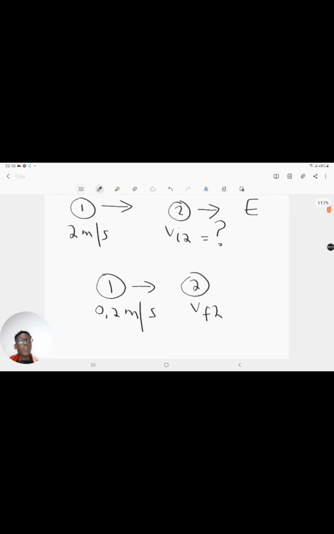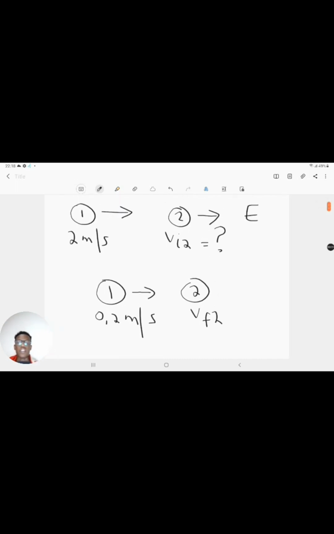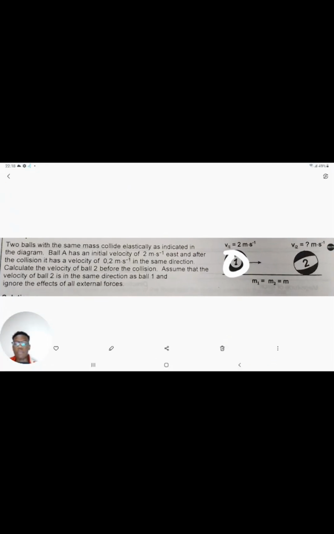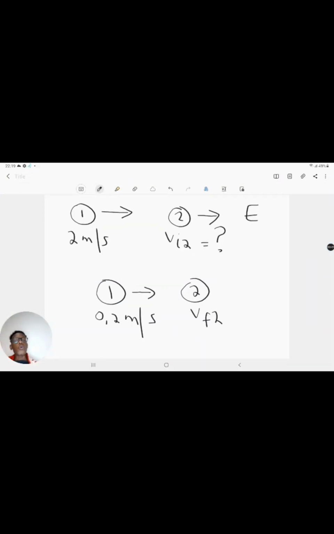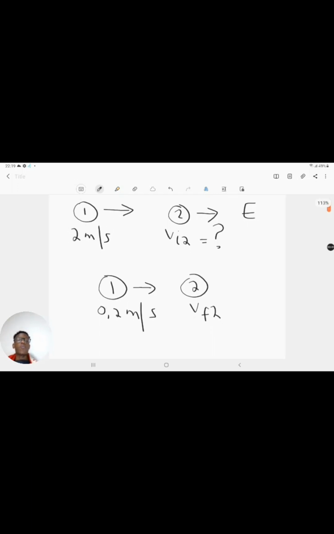So as far as this question goes, this is a closed system. How do we know that it's a closed system? Well, if I go back to the picture, the last line says, assume that the velocity of ball 2 is in the same direction as ball 1 and ignore the effects of all external forces. That's a key line. Ignoring the effects of all external forces means that this is a closed, or isolated, system. And what do we know about isolated systems? The law of conservation of momentum applies. So momentum is conserved.